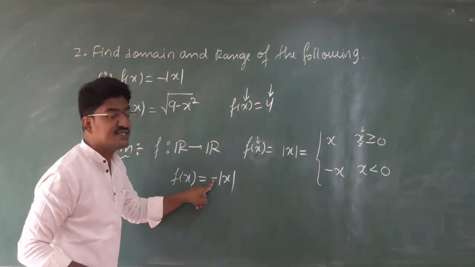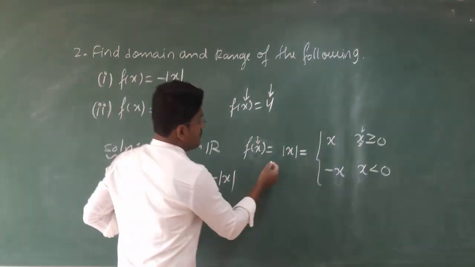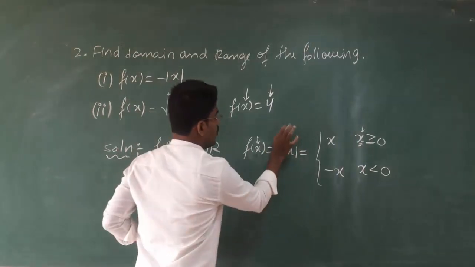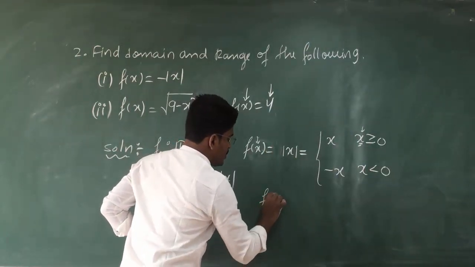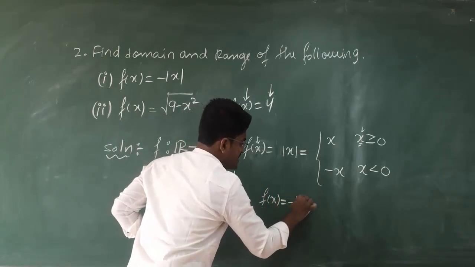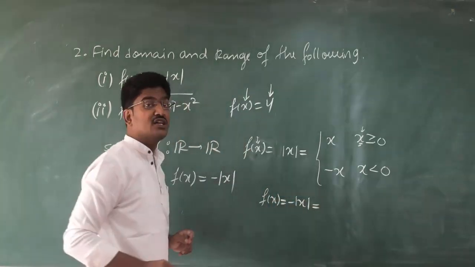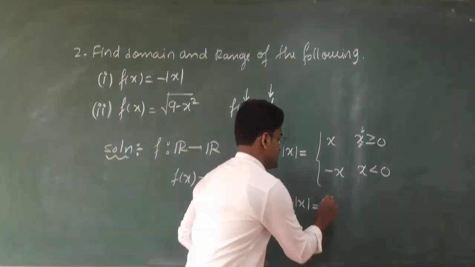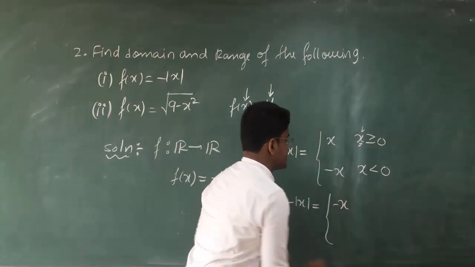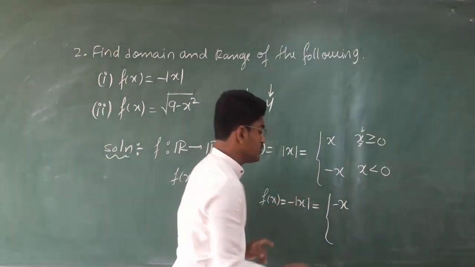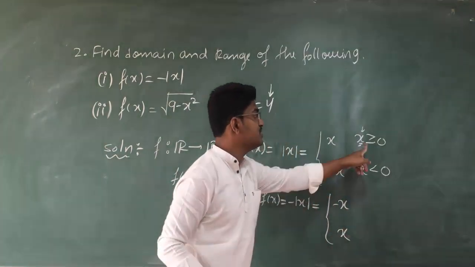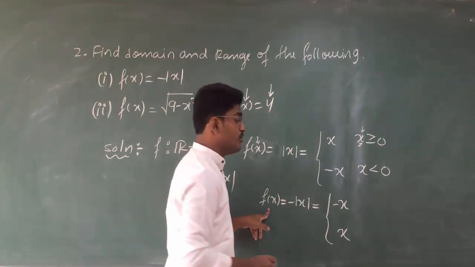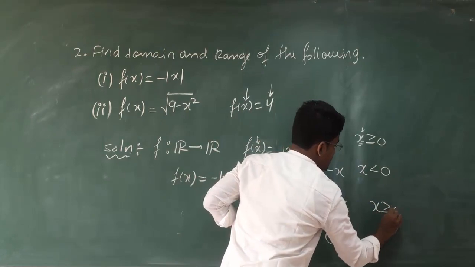Now what happens? They are giving a minus sign with mod x. If I write a minus sign with mod x, what terms are going to change? f of x equal to minus of mod x. These two terms have to be changed. That is minus x, and here minus into minus is going to be plus x. But these terms are not bothered because they are the terms of the domain. You write them as they are.